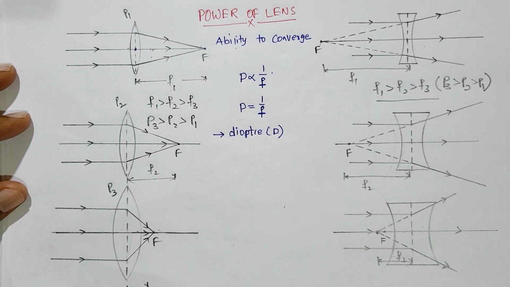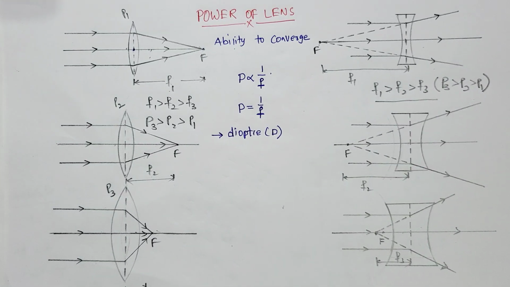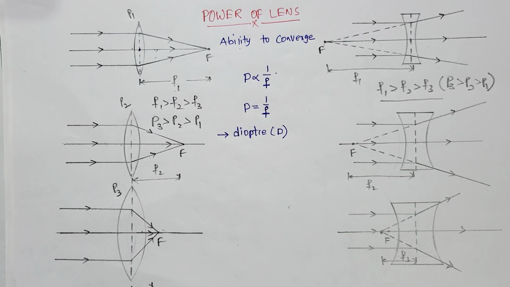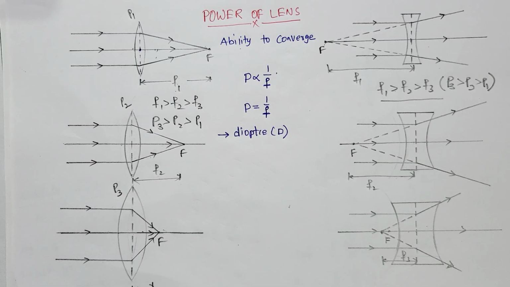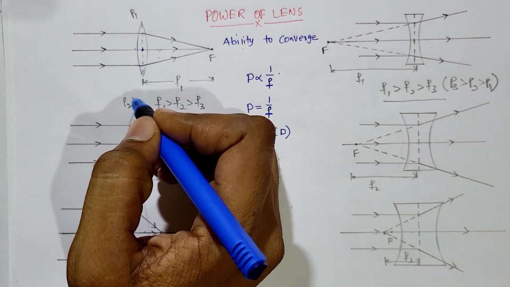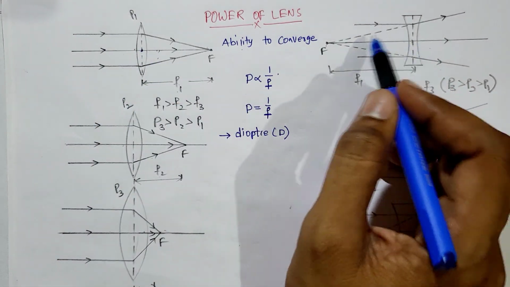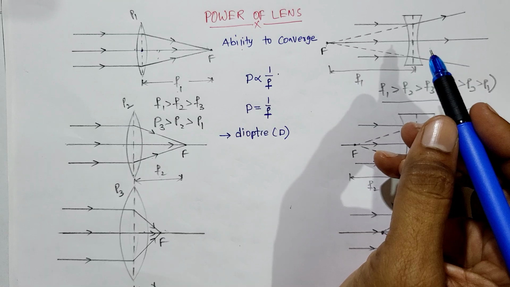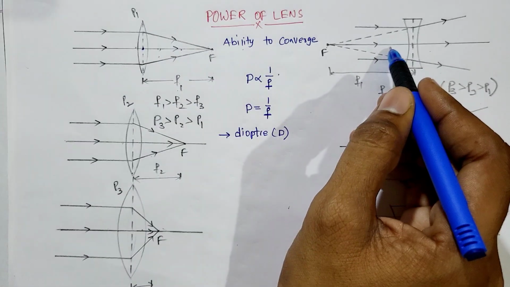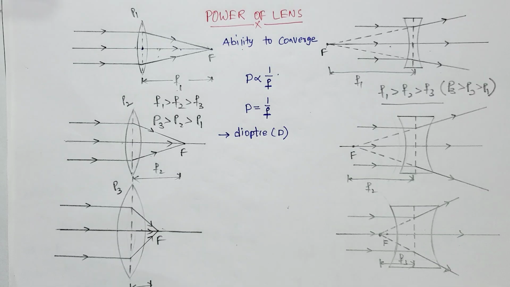Okay. Now next what do we need to study? Relation between power and focal length. Now we know that the focal length of a convex lens will be positive, the focal length of a concave lens will be negative. Correct? If the focal length has polarity positive and negative, then the power of the lens also will have that polarity, positive and negative.